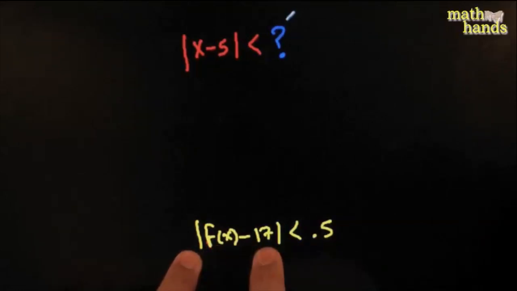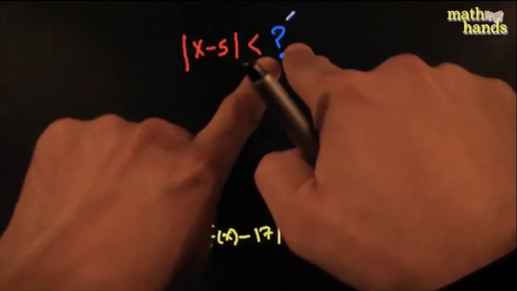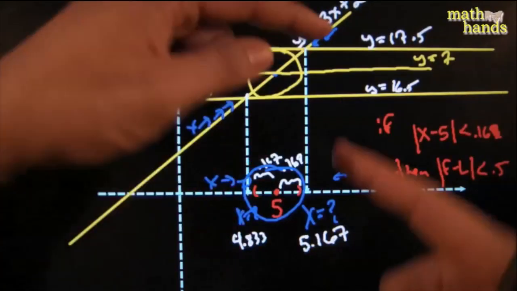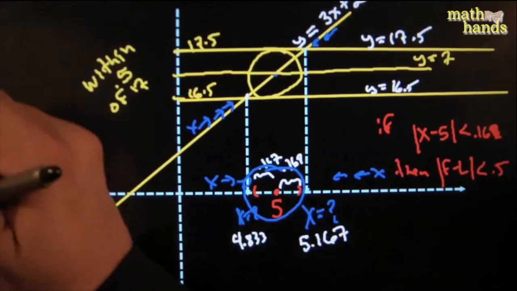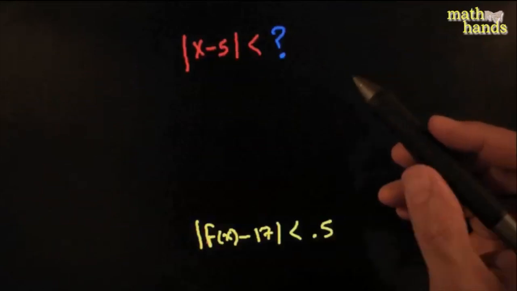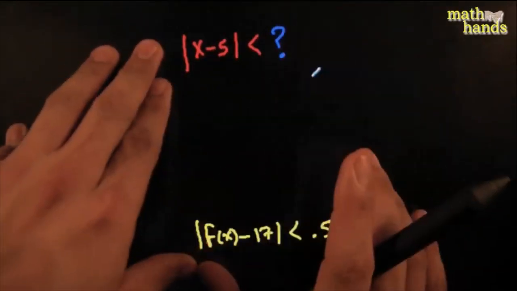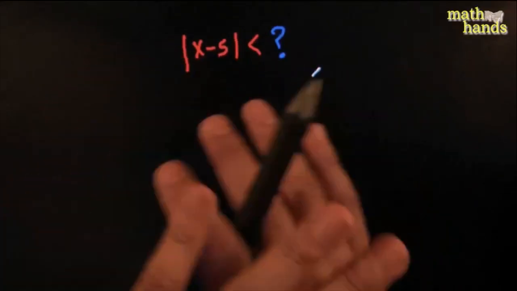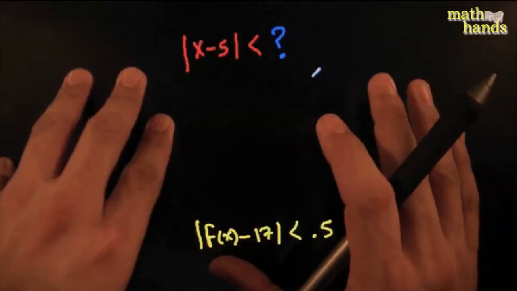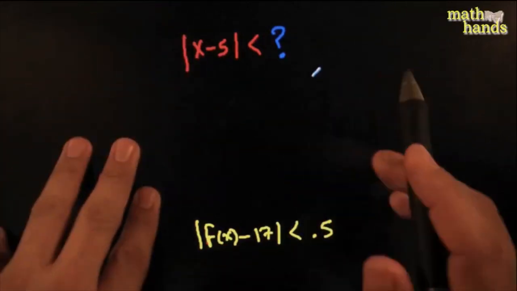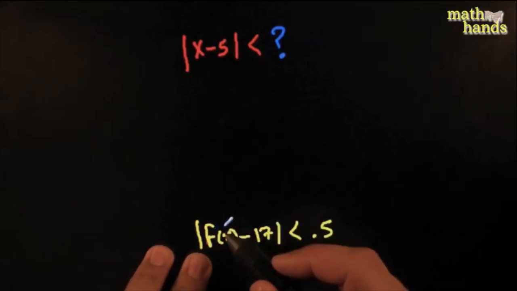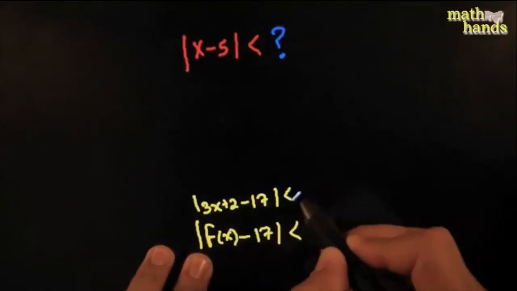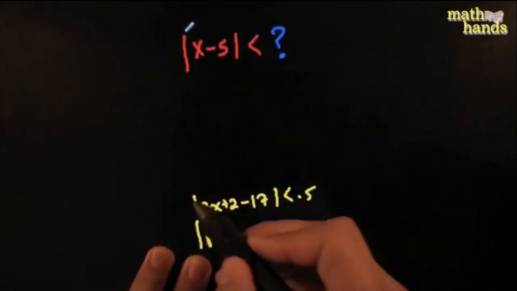To figure out that one, you have to think about which lines intersect here. This line intersects here, and this line intersects right here. This one is y equals 16.5, and that one is y equals 3x plus 2. So one way to do it would be to solve this equation. You would solve 16.5 is equal to 3x plus 2, therefore 14.5 is equal to 3x, therefore x is 14.5 divided by 3.